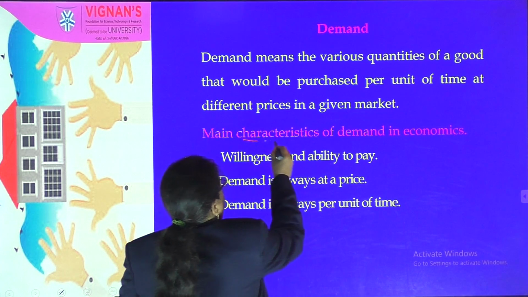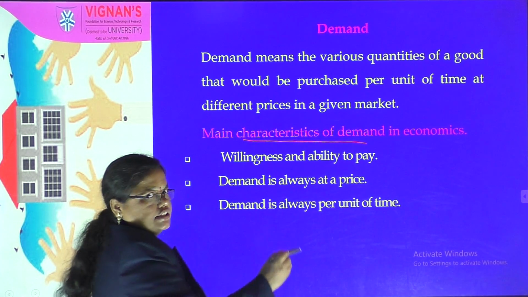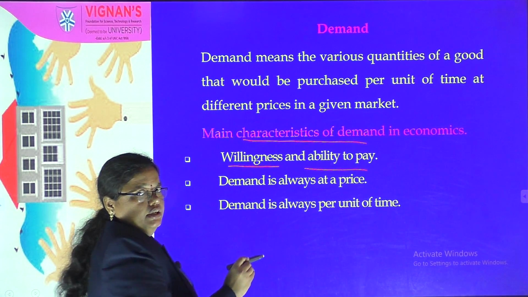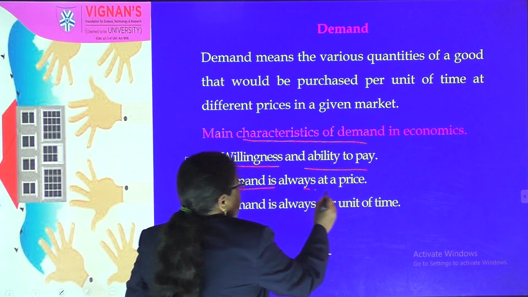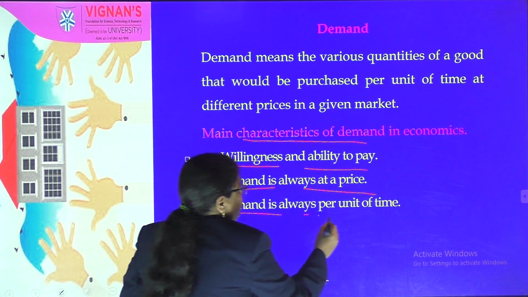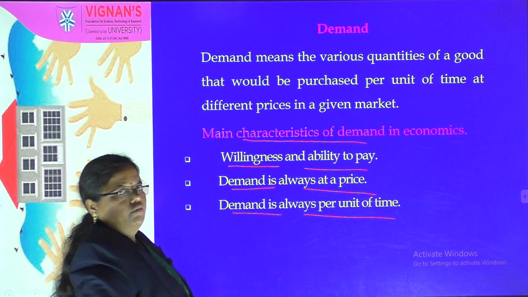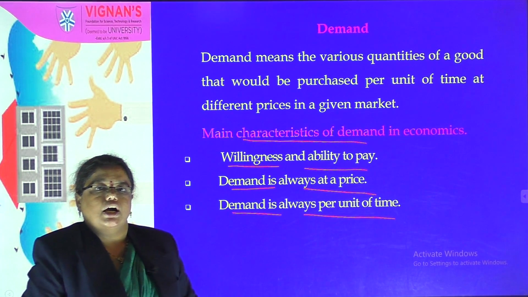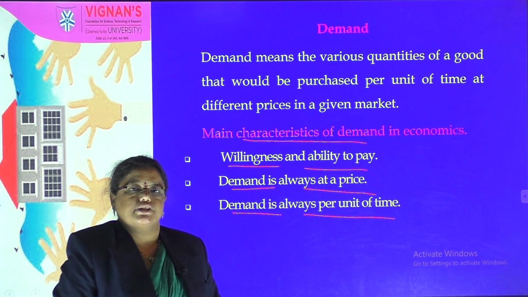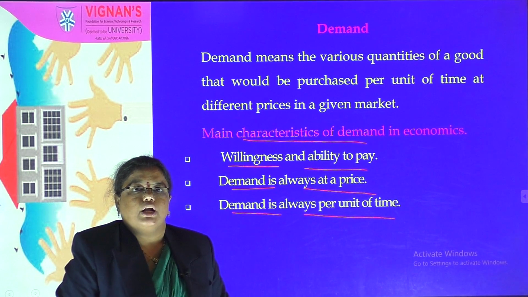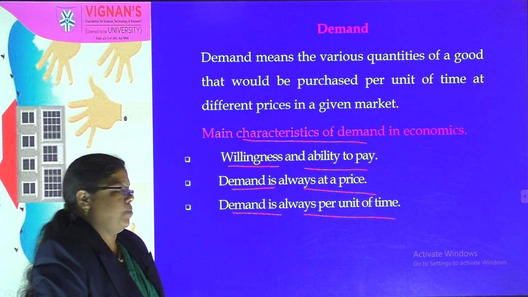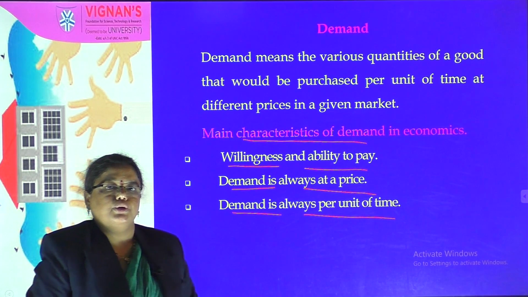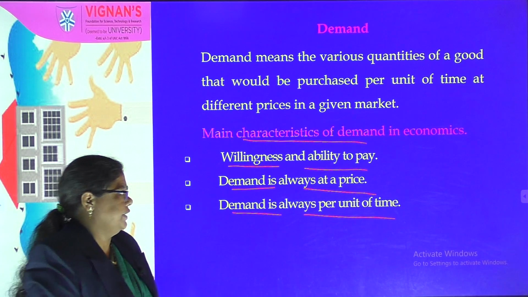Characteristics of the demand: willingness and ability to pay. Demand is always at price. Demand is always per unit of time. Willingness means we have willingness, wish or desire to purchase that commodity.